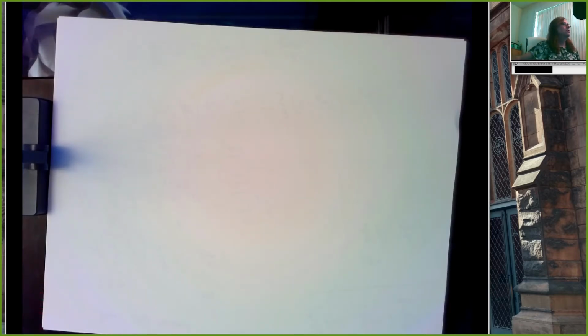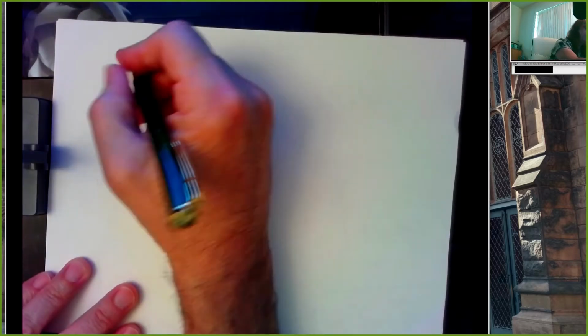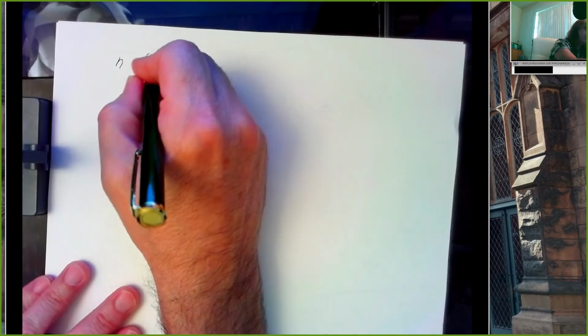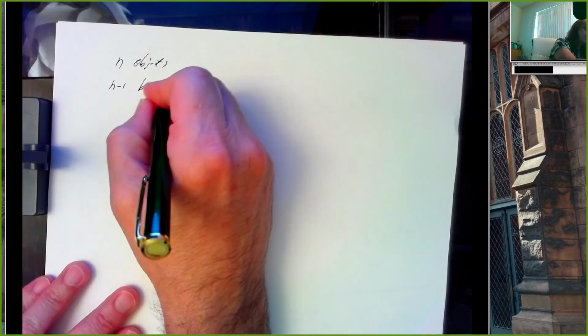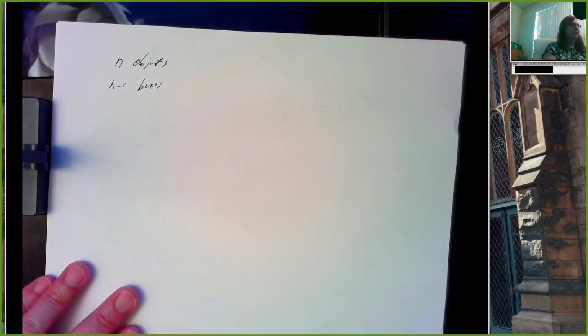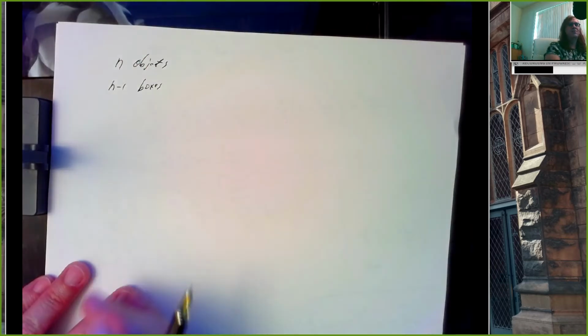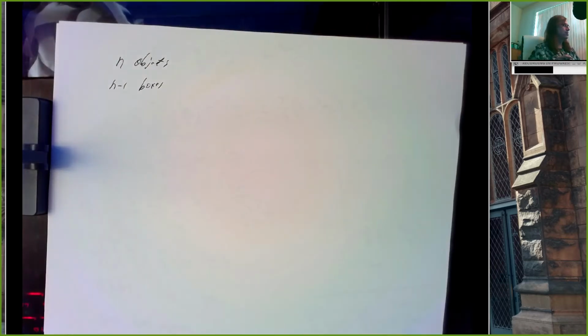So let's continue with counting. So we talked about the pigeonhole principle, right? Which is where you have n objects and n minus 1 boxes. And if you try to put objects into boxes, you're going to have at least one box with at least 2 things inside it. So that's the pigeonhole principle.